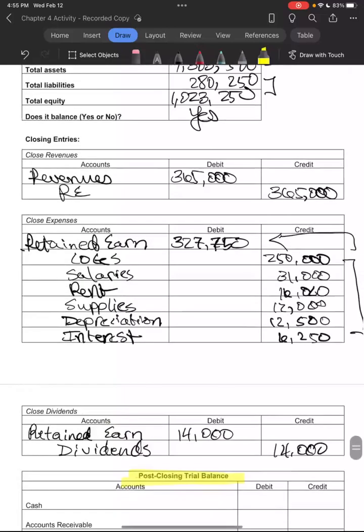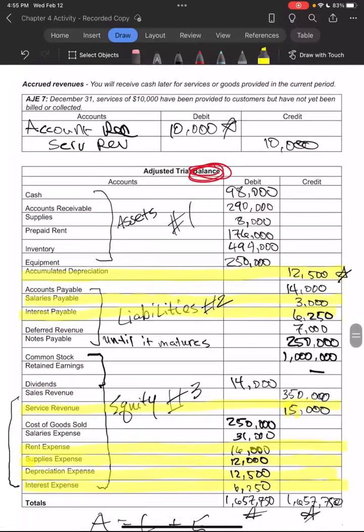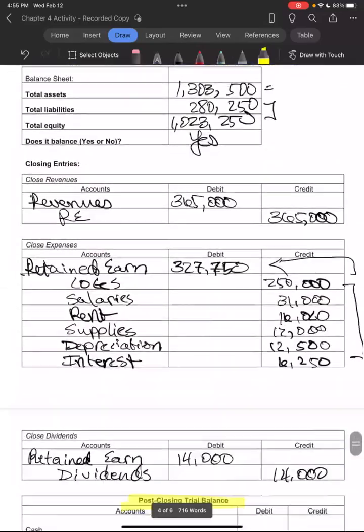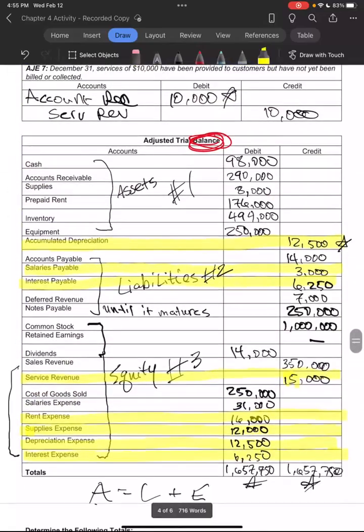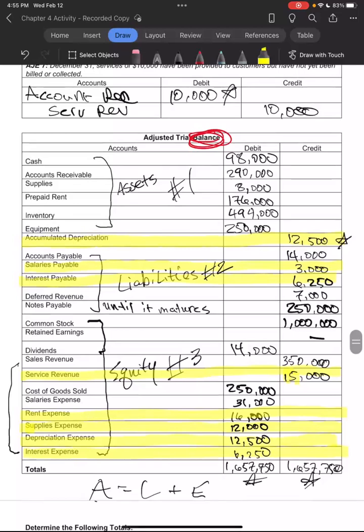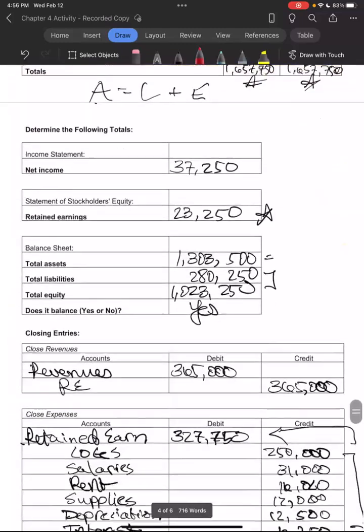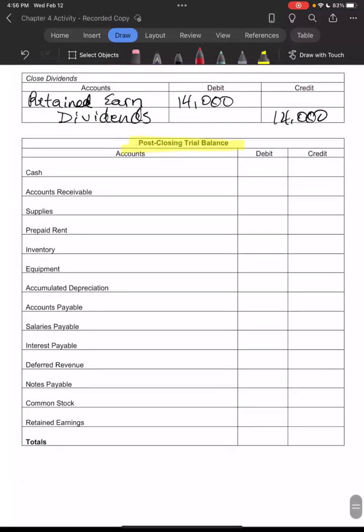All we're doing is basically taking the numbers that we had from our adjusted trial balance, and anything that's a revenue, right? You're not going to have any revenue. You're not going to have any expenses. Okay, all of those will be gone. None of those will exist on the post-close trial balance. Okay, so all we got to do is just fill these out.